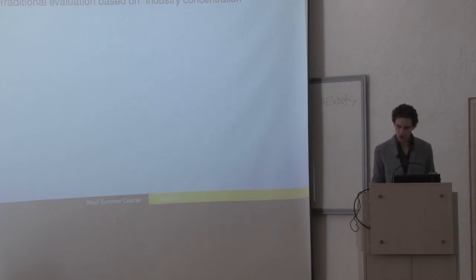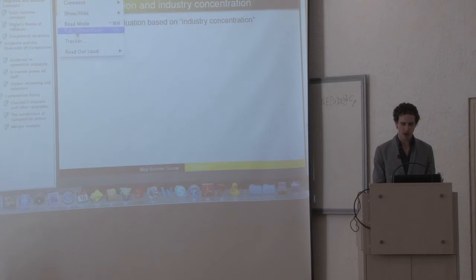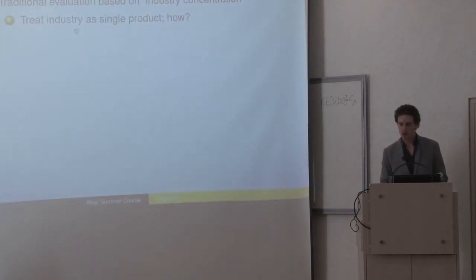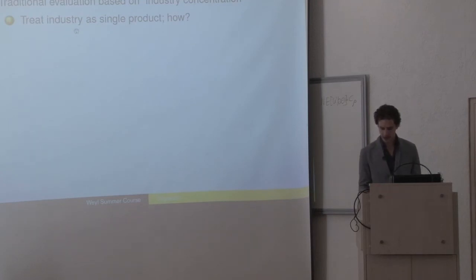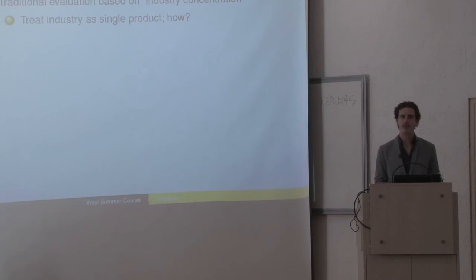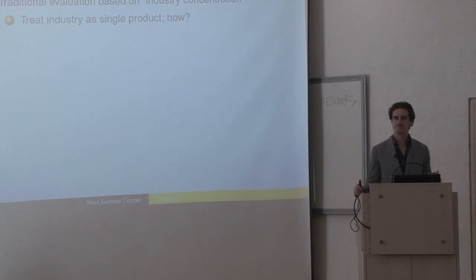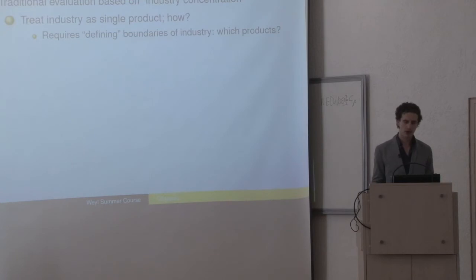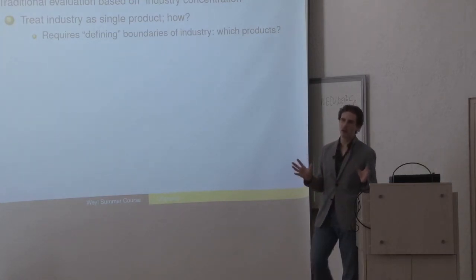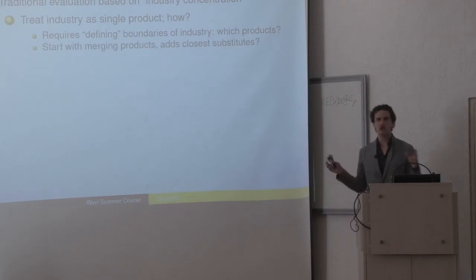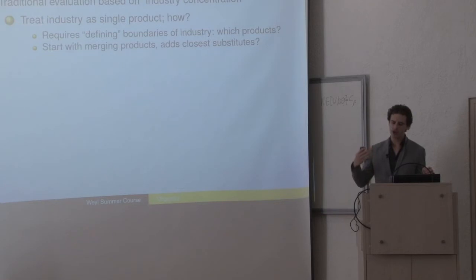Okay, so the traditional way that mergers used to be analyzed was on the basis of what was called industry concentration. So you would treat the entire industry basically as a single product. How would you do that? Does anyone read the guidelines and remember what's the process for coming up with the product that you called the industry? Well, there's this process called market definition. And what happened in market definition is you try to define the boundaries of what was included in this product. So you would start with the two merging products, and then you would add the closest substitutes for each of those products.